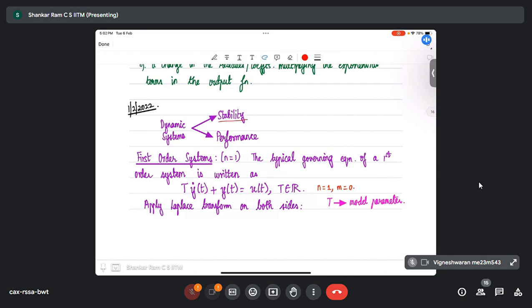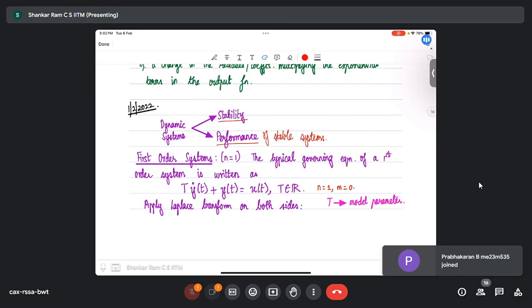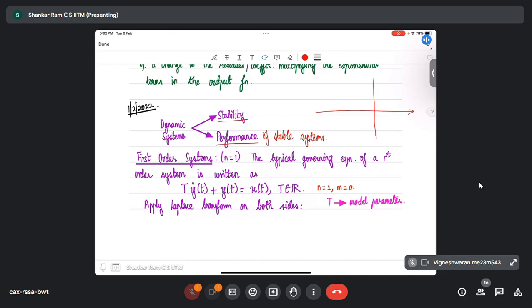that are important: stability and performance. That's true even for vehicle dynamics, right? So you and I can only talk about performance of stable systems. That's why we learn stability first, and then we go to performance. And then the question arises as to how we quantify performance. So what do I mean by that? Let us say we want to look at the poles and the location of poles in the S-plane, right?